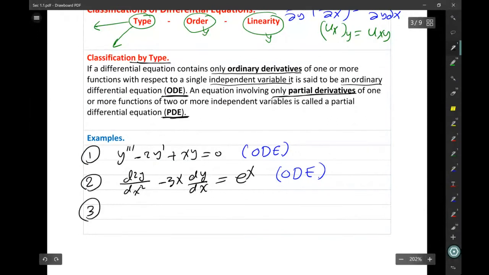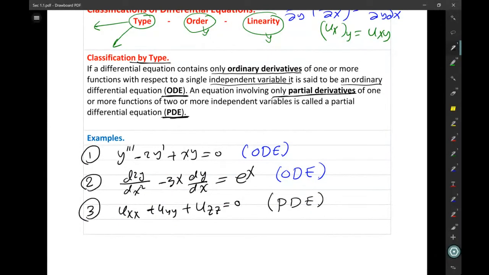Number three, if we say that u sub xx plus u sub yy plus u sub zz is equal zero, all of these subscripts are partial derivatives. Therefore the equation becomes a partial differential equation.